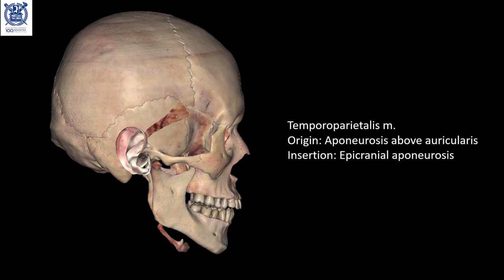Temporoparietalis muscle. This muscle is a distinct muscle of the head. It lies above the auricularis superior muscle, one of three auricularis muscles. It lies just inferior to the epicranial aponeurosis of the occipitofrontalis muscle. These muscles may be used in reconstructive ear surgery. It has the origin at the aponeurosis above the auricularis muscles. The insertion of this muscle is at the epicranial aponeurosis.